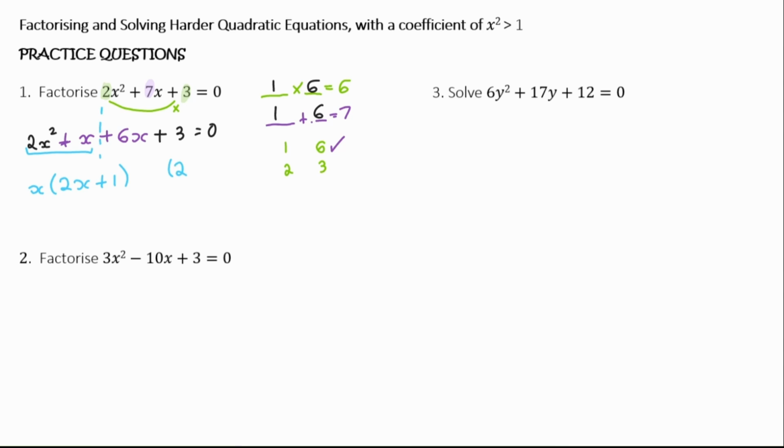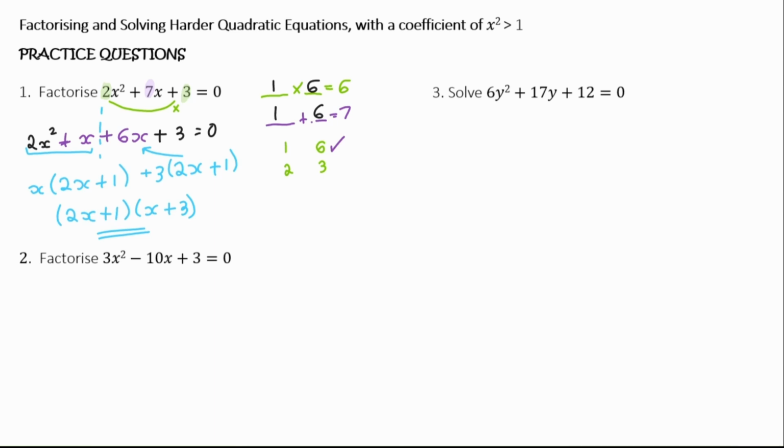We keep 2x plus 1 the same for the second half of the equation, and to make 2x into 6x, we have multiplied it by 3, so we put plus 3 there. So our first bracket will be 2x plus 1, and the second bracket would be x plus 3. And because the question is asking us to factorize it, we would leave that as our final answer.